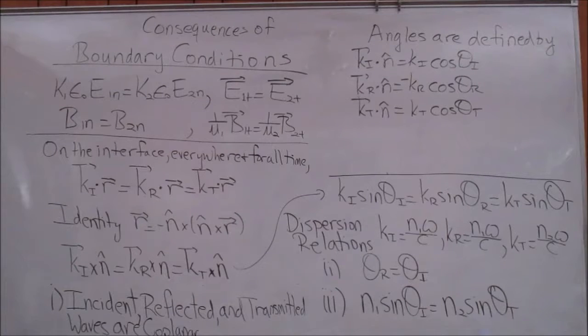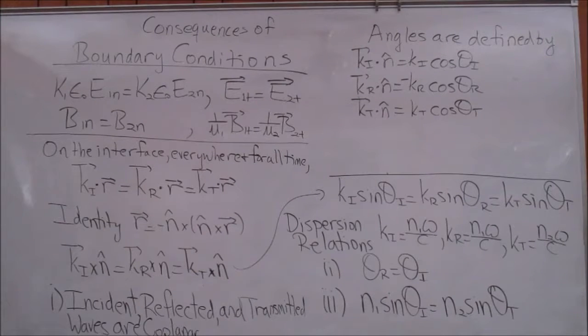The four boundary conditions are: the normal component of the displacement is continuous, the normal component of the magnetic field is continuous, the tangential component of the electric field is continuous, and the tangential component of the H field is continuous. These four boundary conditions must hold on the interface everywhere and for all time.